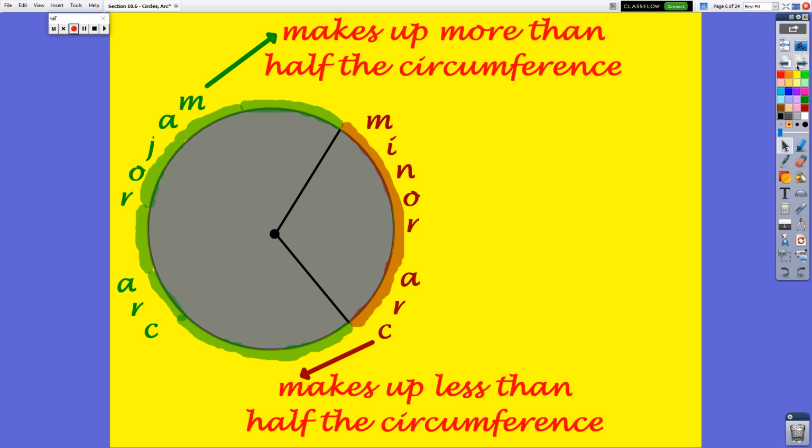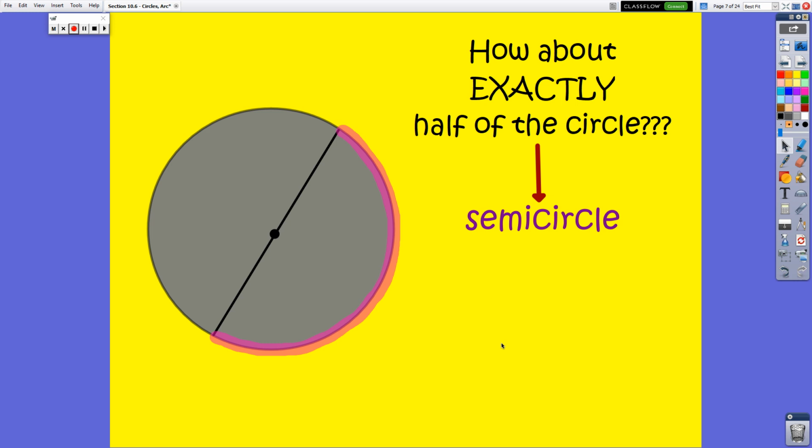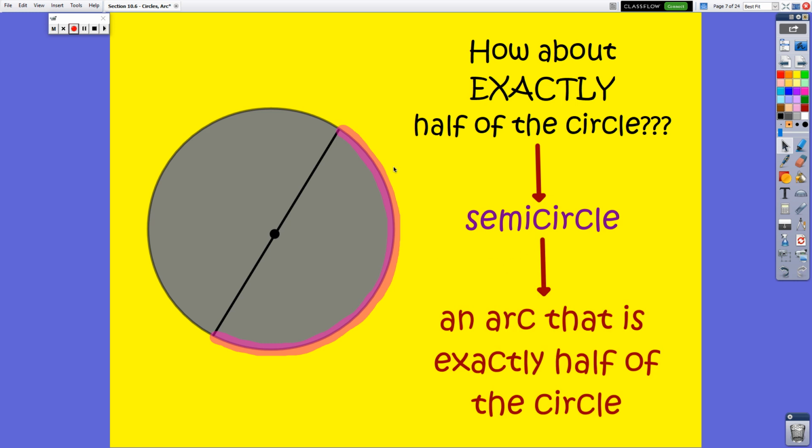So then what would you call it if you had exactly half? Well, you wouldn't call it a minor arc, and you wouldn't call it a major arc, but what we'll call it is a semicircle. And semi is going to mean half here. So if we have half a circle, we have a semicircle. And so a semicircle is an arc that is exactly half of the circle. And again, we could talk about the length of what this is, but we could also talk about how many degrees a semicircle has. So again, semicircle exactly half, more than half major arc, less than half minor arc.